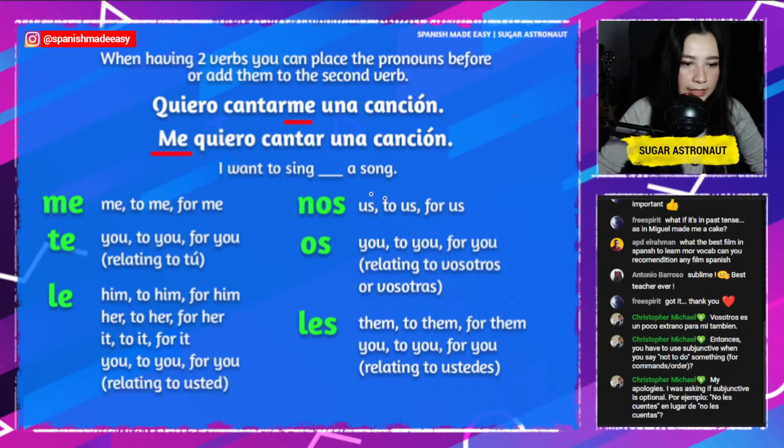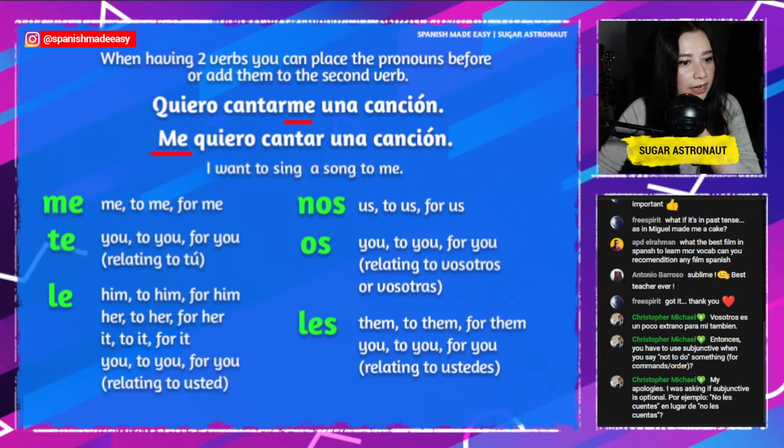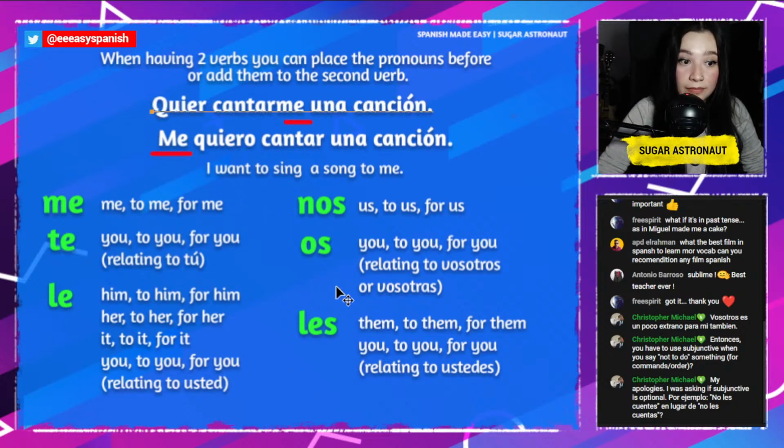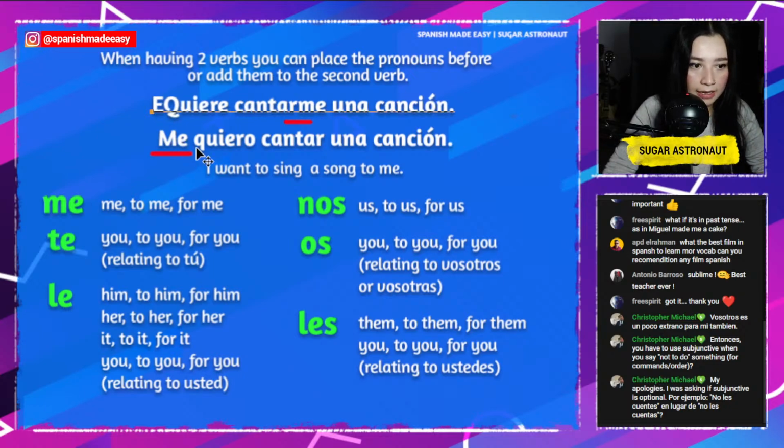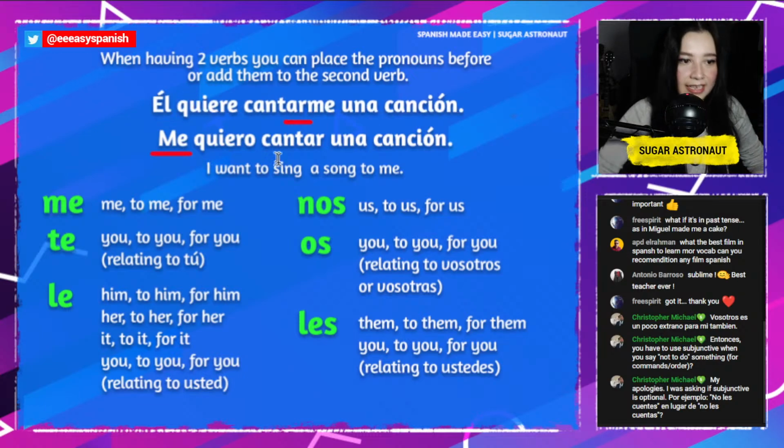I want to sing a song to me. Okay, so essentially you're saying that. I know that is weird, but if I change this to quiere, for example, él quiere, okay, we're talking about him or he. Let me just add it so it makes more sense, right? Él quiere cantarme una canción. And essentially you're saying he wants to sing me a song.